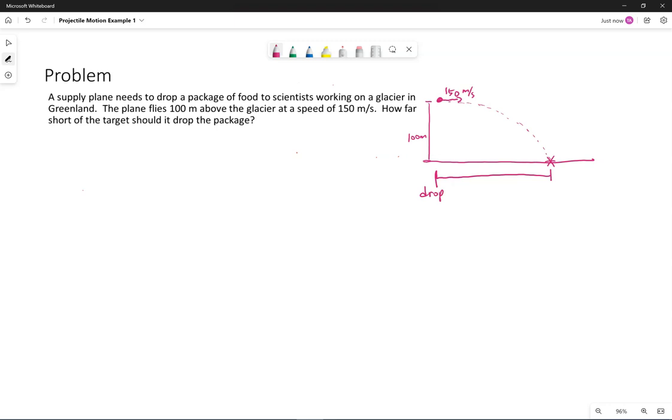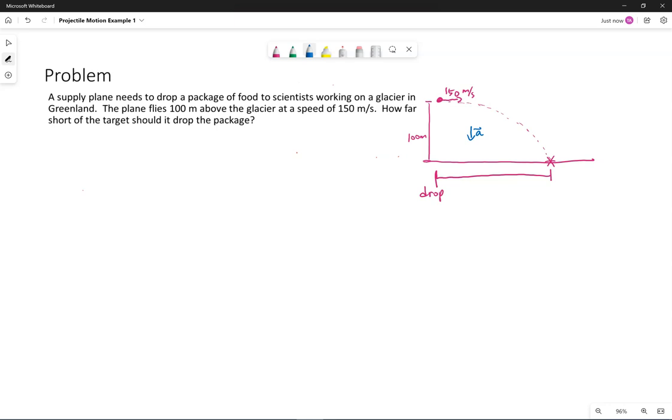Again, we're ignoring air resistance, which of course in a situation like this would not be a good assumption. Realistically, they would put some sort of parachute on it to slow it down and have it land more gently on the ground. But we are ignoring air resistance nonetheless, which means the only acceleration this package has is the acceleration due to gravity.